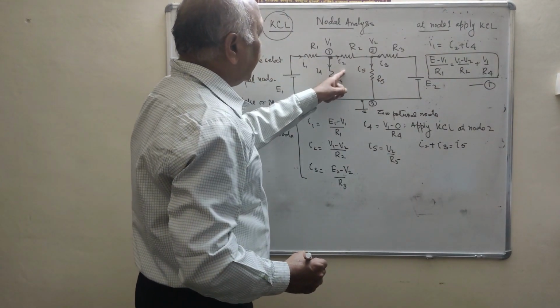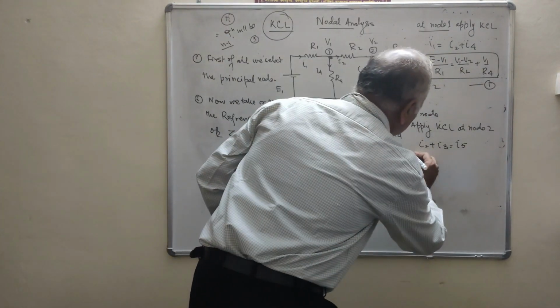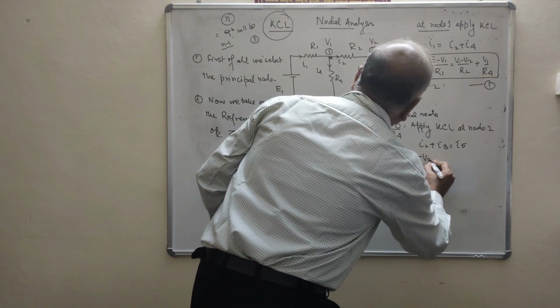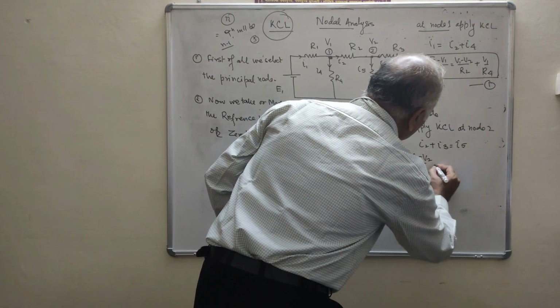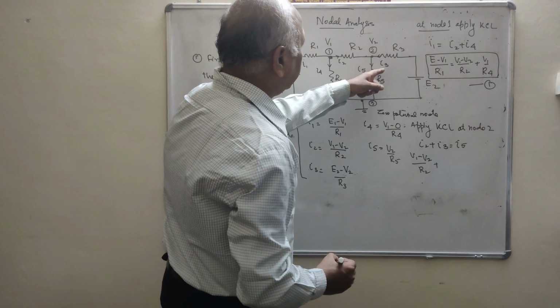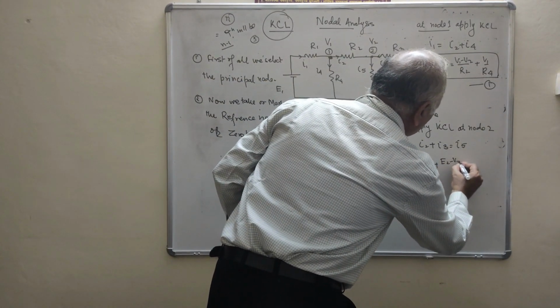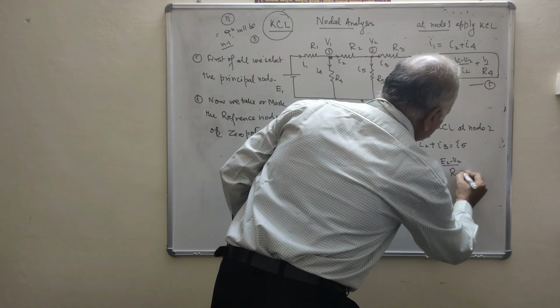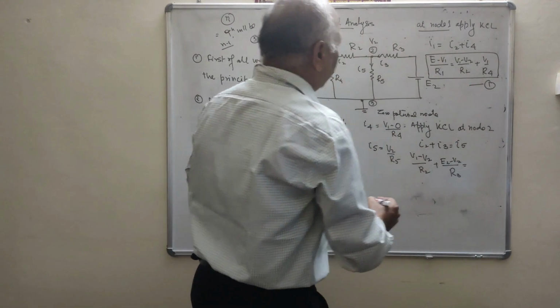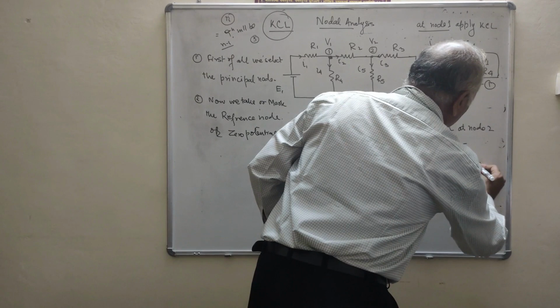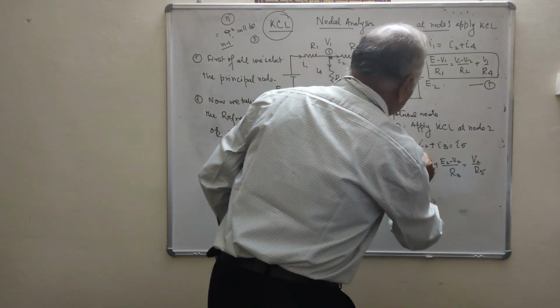What is the value of I2? That is V1 minus V2 upon R2. What is the value of I3? That is E2 minus V2 upon R3. And what is the value of I5? That is equal to V2 upon R5.